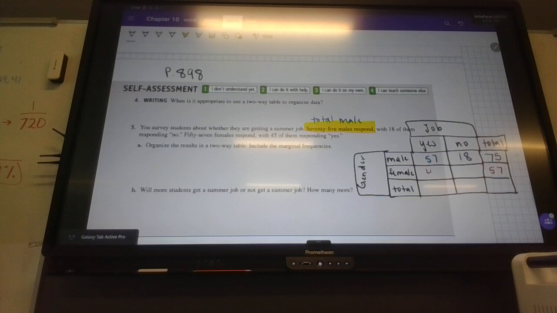45 of them said yes. And so the second sentence helped us fill in the 3 points for females. Now we can talk how many total people said yes to summer jobs, how many total, both boys and girls together, said no to jobs. So do both add up to 132?